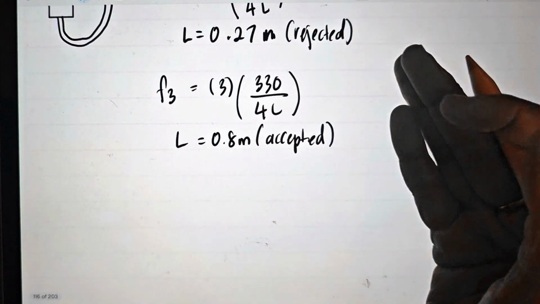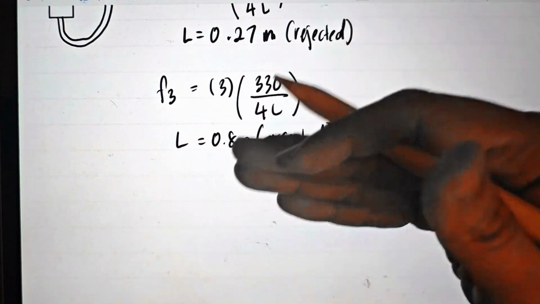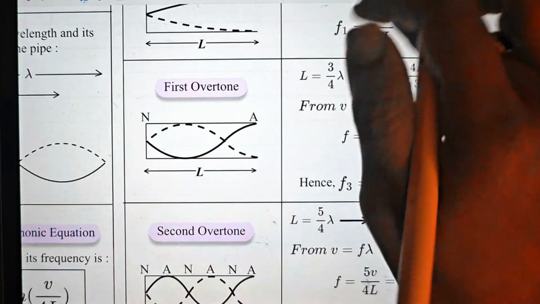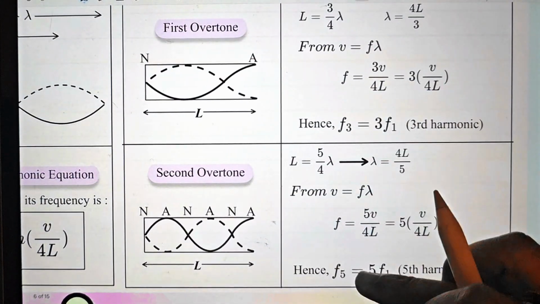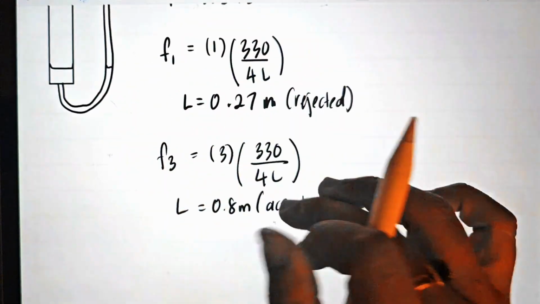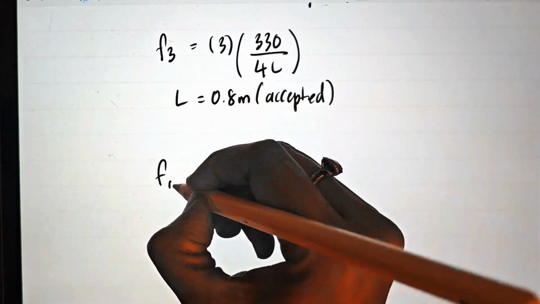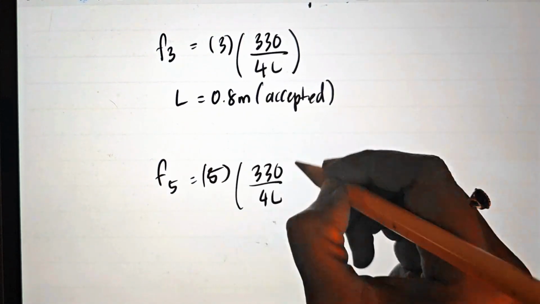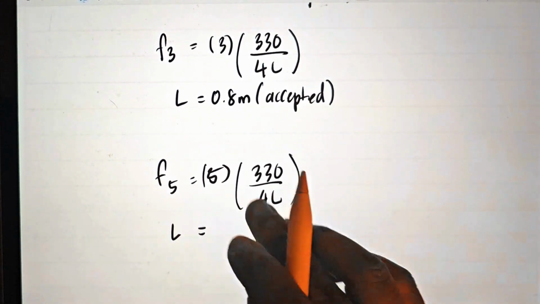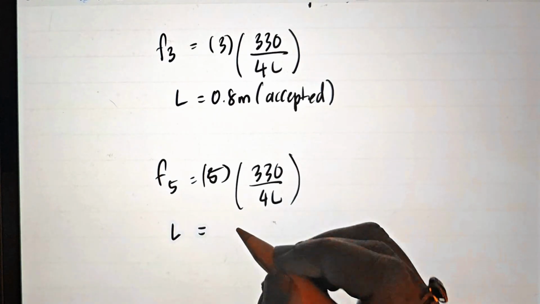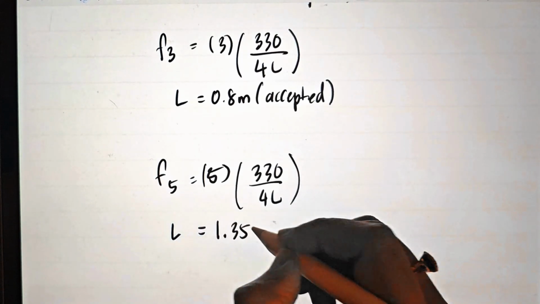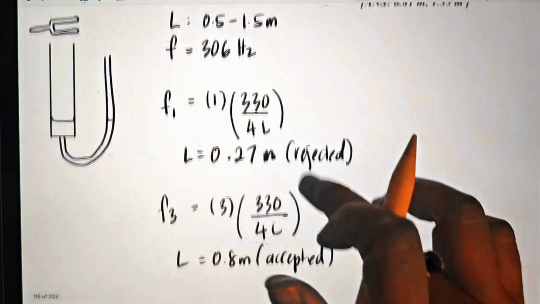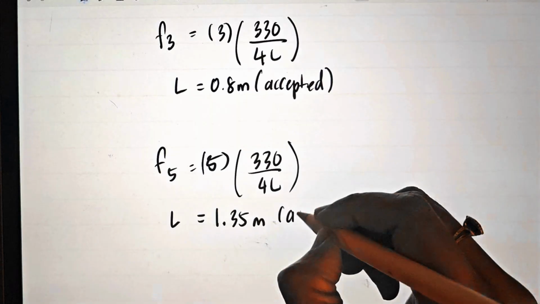Let's continue because we don't know whether it's going to resonate again. Because this is a closed-end pipe, it's going to jump straight to F5, not F4. So F5 equals 5 times 330 over 4L, and your L should be 1.35 meters. 1.35 is still within the range of 1.5, so I'm going to accept this one.